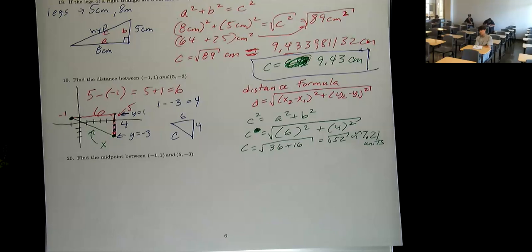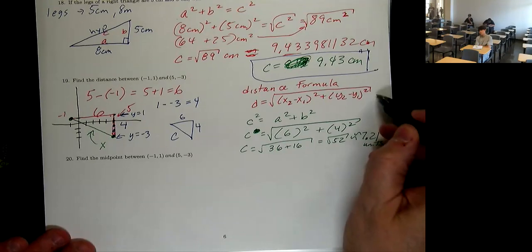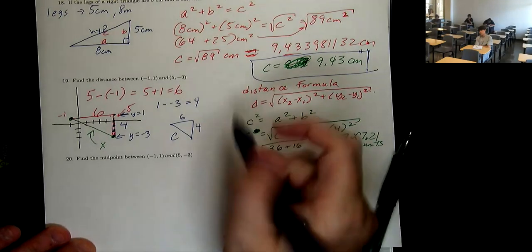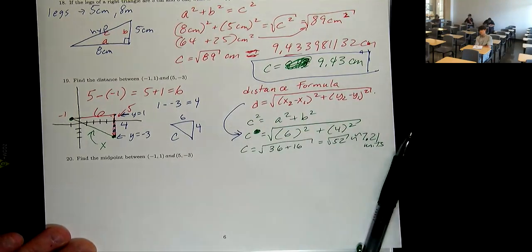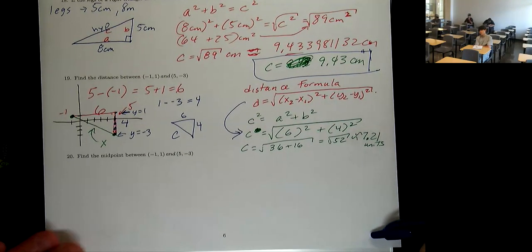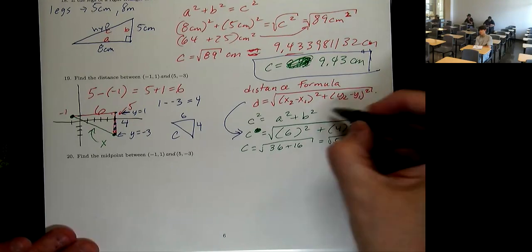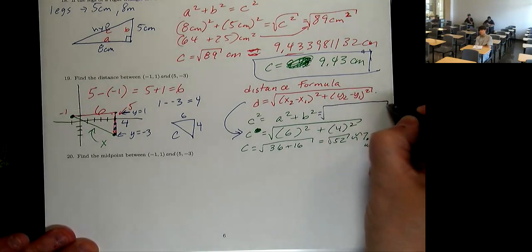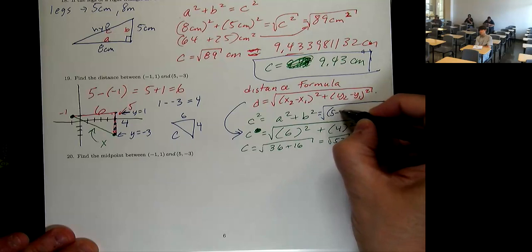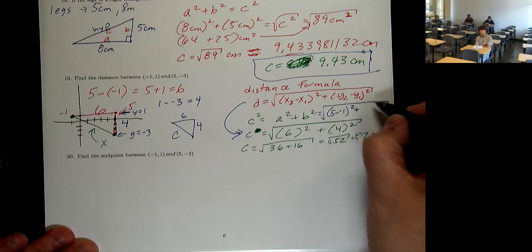If you had used the distance formula, you would have ended up here. Distance formula gets you to there. Because you would have had 5 minus -1 squared plus 1 minus -3 squared.